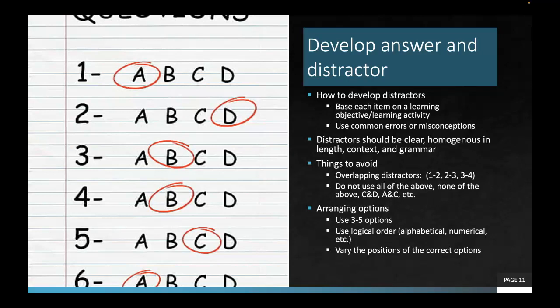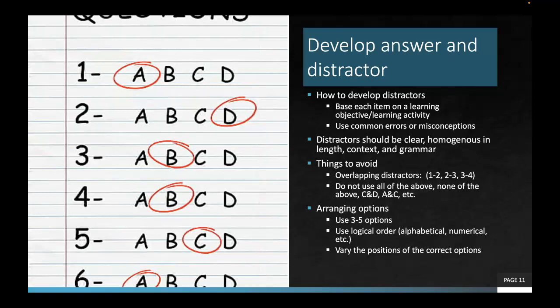Avoid overlapping distractors. So if your options are 1 to 2, you don't want them to be 1 to 2, 2 to 3, 3 to 4. It needs to be 1 to 2, 4 to 6, 8 to 12, whatever, things like that. You don't want your distractors to overlap. Also, don't use all of the above, none of the above, C and D, A and C, things like that. You want them to be standalone distractors as well.